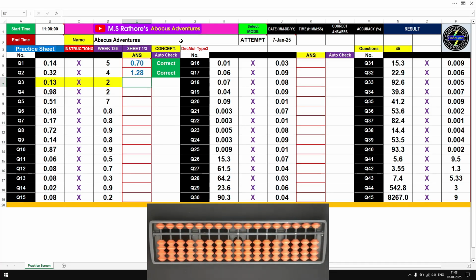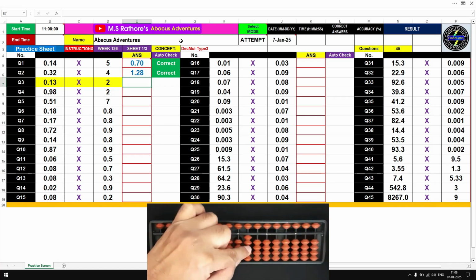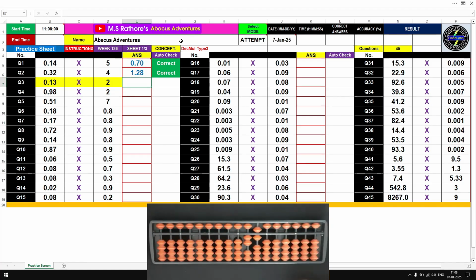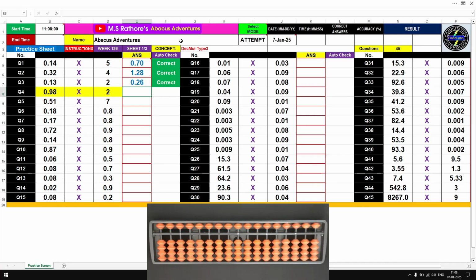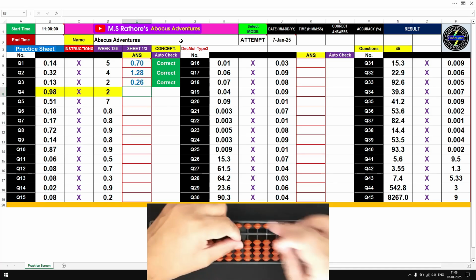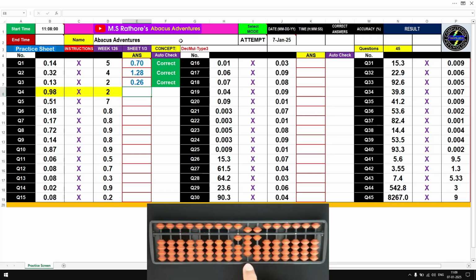Question number 3, 0.13 multiplied by 2. So it is 2 multiplied by 13 beginning from rod number 1. 2 ones are 2, finger shifted, 2 threes are 6, and the answer is 0.26. Question number 4, 0.98 multiplied by 2. So where should we place the left index finger? Yes, rod number 1, because 0 plus 1 is 1. Let's begin. 2 nines are 18, finger shifted, 2 eights are 16, and the answer is 1.96.